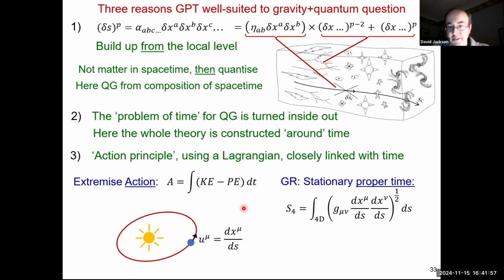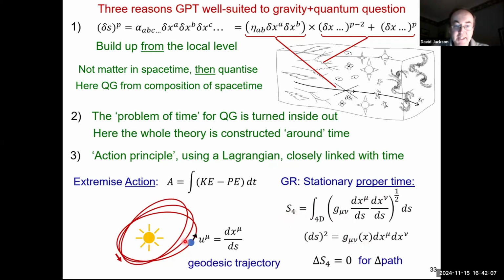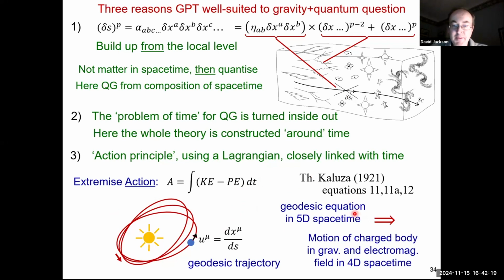In general relativity, your action is basically proper time itself already, as expressed in the curved space-time. And when you extremize this action for different paths, you get this kind of geodesic trajectory, and the advance of the perihelion of Mercury, that sort of thing. So there is a kind of history of the relation between time and the action principle. Even 100 years ago, Kaluza found that when he took his five-dimensional space-time geodesic equation with certain assumptions about its extra dimension, he could recover the motion of a charged body in the gravitational field and the electromagnetic field. There's this idea of using this kind of progression in time, or this geodesic trajectory, or this kind of generalization of proper time to get access to these non-gravitational forces.